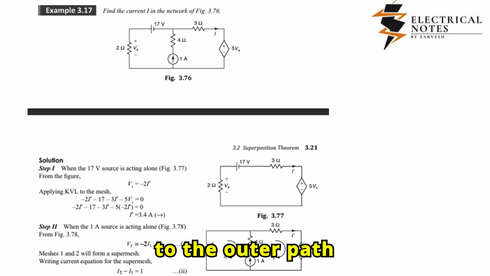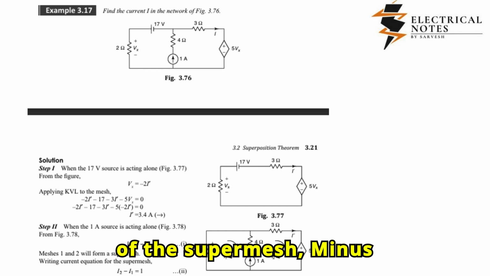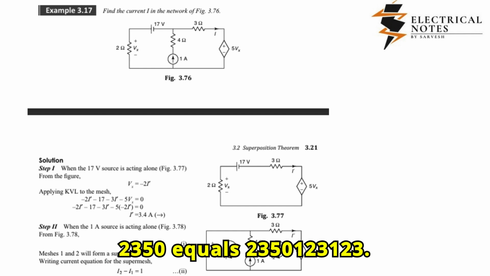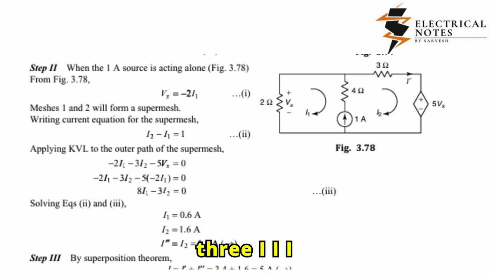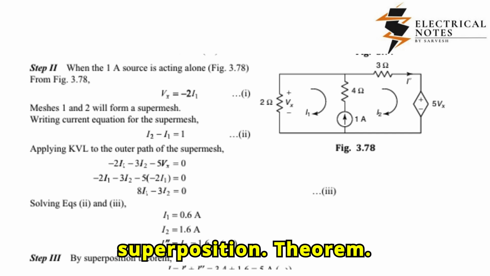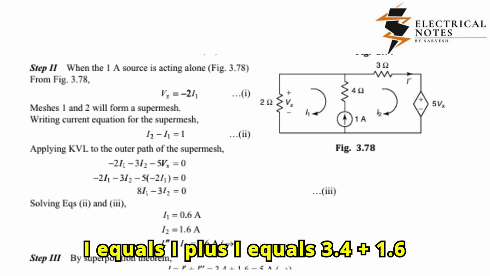Writing the KVL equation for the outer path and substituting Vx equals 2I1. Solving equations 1, 2, and 3 gives I'' equals 1.6A. Step 3: by the superposition theorem, I equals I' plus I'' equals 3.4 plus 1.6, which is equal to 5A.